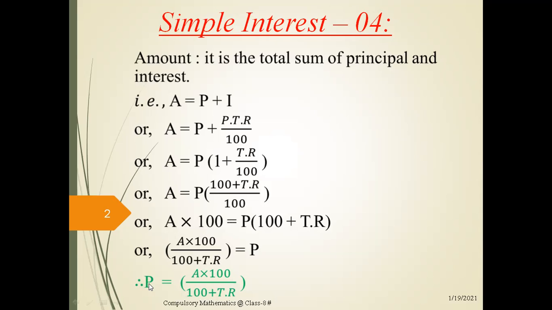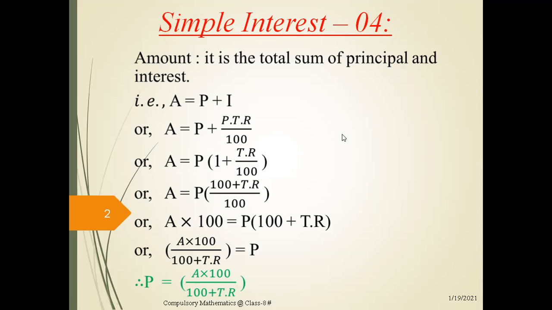Therefore, principal equals amount into 100 by 100 plus T into R. While calculating, as I have repeated before, please never try to cancel this 100 and this 100, because one is multiplied while the other is added with a plus sign. If there were a multiply sign instead of plus, then we could cancel, but here we cannot. Like this we derive the formula: principal equals amount into 100 by 100 plus time into rate.